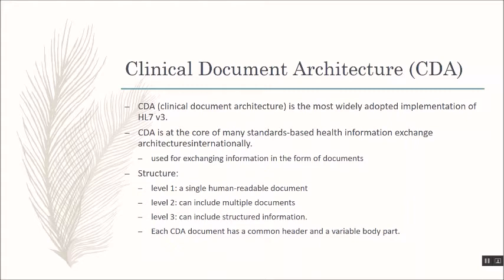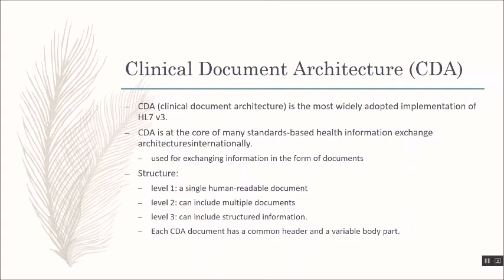Level 1 is a single human-readable report document, which contains a header, which all the levels will have, and a body that doesn't have the entries, which are the discrete values. Level 2 can include multiple documents, for example, the PDF attached under the CDA header.